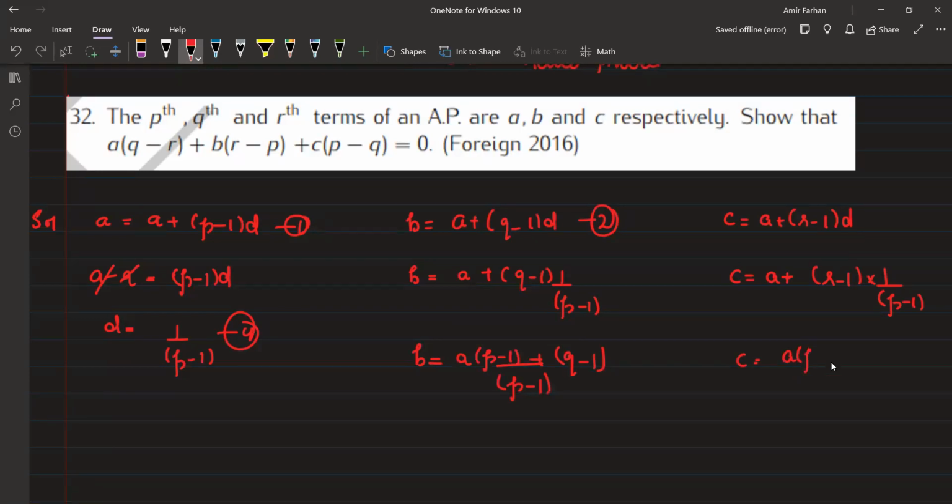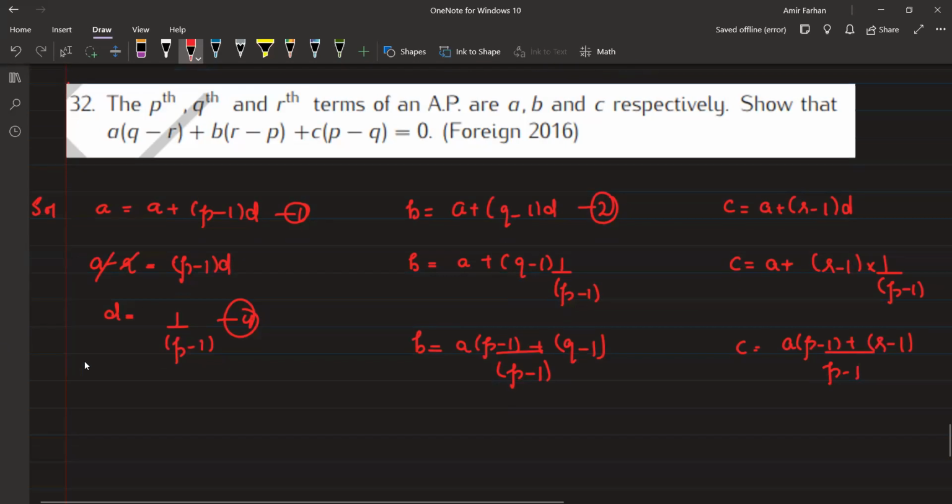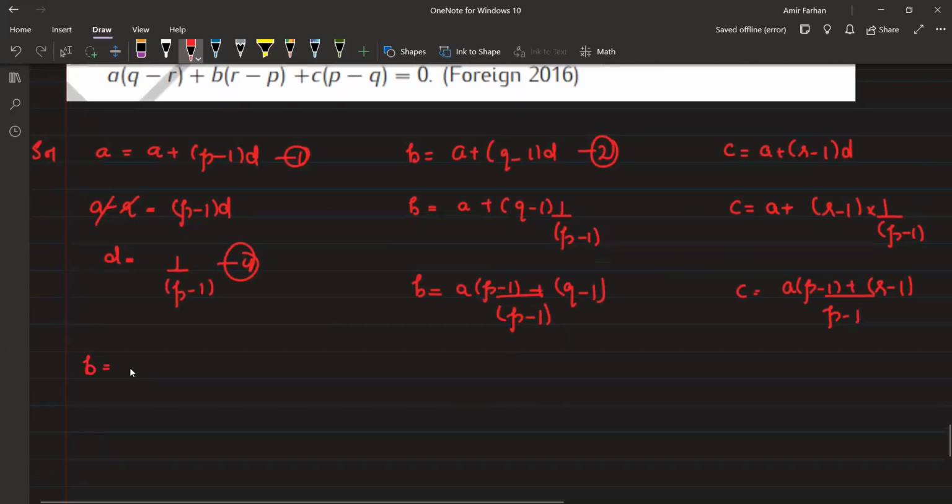Similarly here, c is equal to a(p minus 1) plus (r minus 1), divided by p minus 1. Solve it. You can do one thing here as well: multiply this p minus 1 into this b. So it will become b(p minus 1) is equal to a(p minus 1) plus q minus 1.